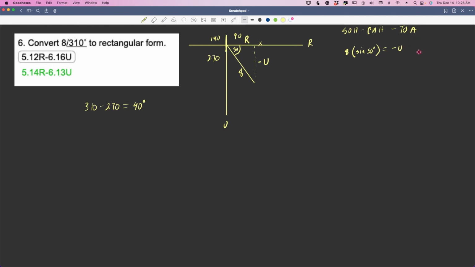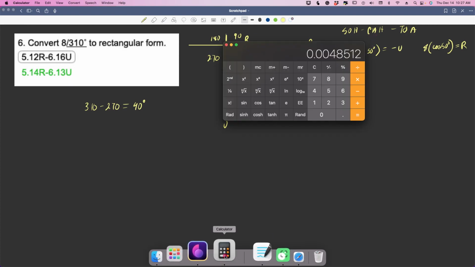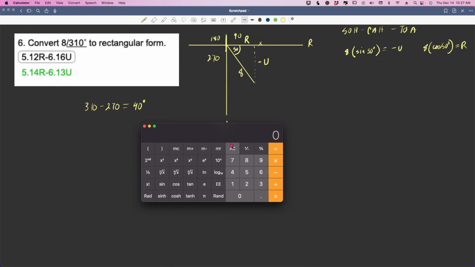And then we would have 8 times the cosine of 50 degrees is equal to r, because r is adjacent to 50 degrees, and negative u is opposite 50, so opposite and adjacent. Okay, so now we just have to solve. So you pull up your calculator, and I'm going to see if I can figure out how you got 5.12 for r and 6.16 for u, because you're just off by a couple hundredths in each place.